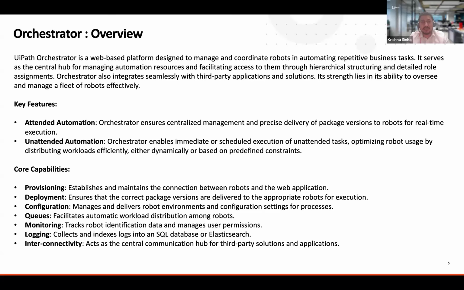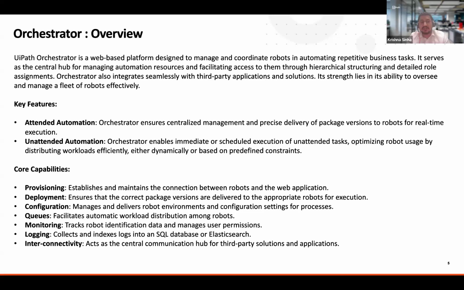If we talk about the core capabilities of Orchestrator, we have provisioning, where we establish and maintain the connection between robots and the web application. Deployment: we can deploy the right package versions, which are delivered to the appropriate robot for execution when we trigger the bot in attended or unattended automations. Configuration, where we manage and deliver robot environments and configuration settings for processes. Queues, which facilitate automatic workload distribution among robots.